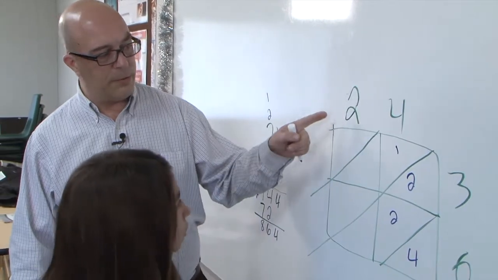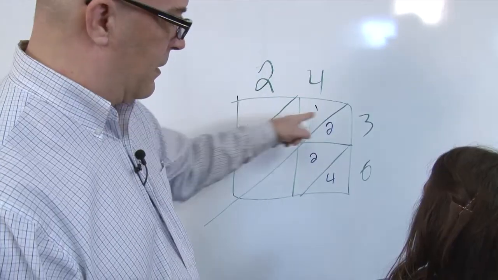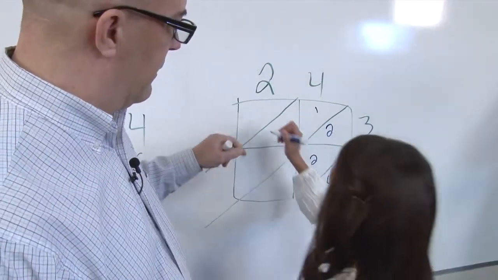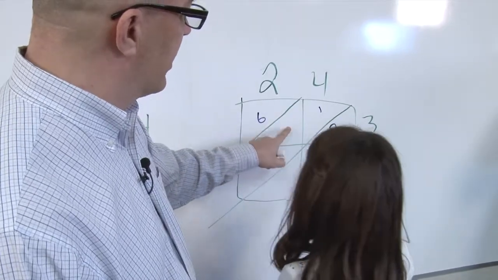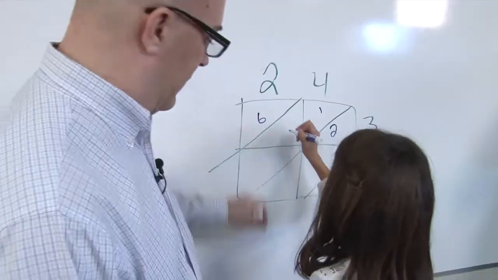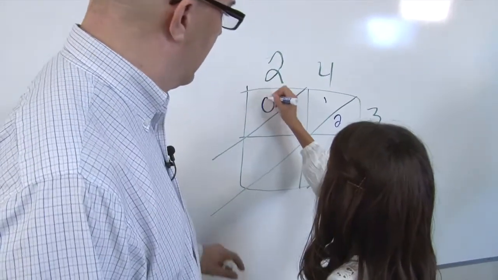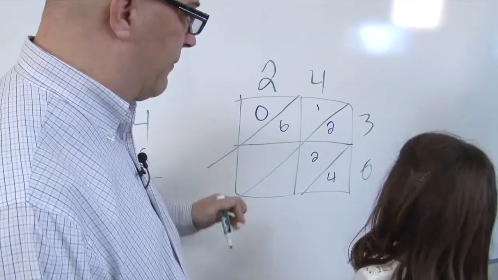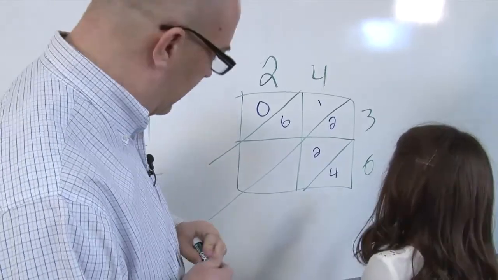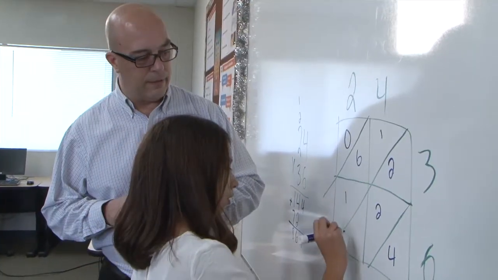And now 2 times what? 2 times 3 is 6. Well, we'll put the 6 here because there's no 10s in there, right? There you go. So put a 0 up there. And then now what do we multiply? 2 times 6 is 12.